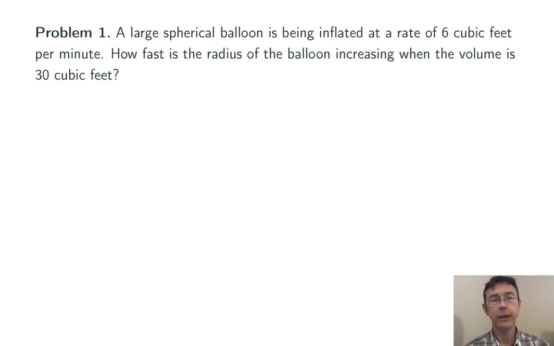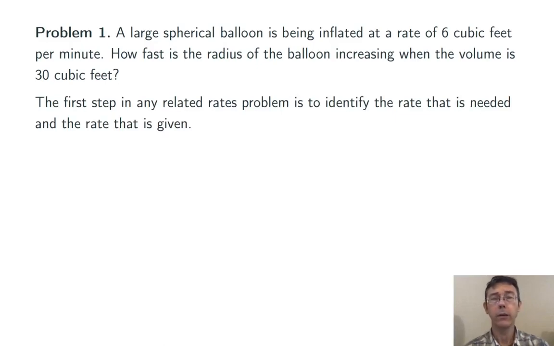Just philosophically, it stands to reason that we ought to be able to compute this. We know that radius and volume of a sphere are related, right? The volume is 4/3 pi r cubed. And we're given the rate of change of the volume. So it stands to reason that we ought to be able to compute the rate of change of the radius.